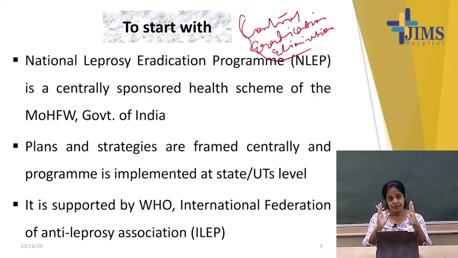And according to the national program, the National Leprosy Eradication Program, there are two categories, paucibacillary and multibacillary. No question of Ridley-Jopling or other classification. According to the World Health Organization, there are two categories of disability: if there is no visible deformity, then it is grade 1, and if visible deformity is there, it is grade 2.